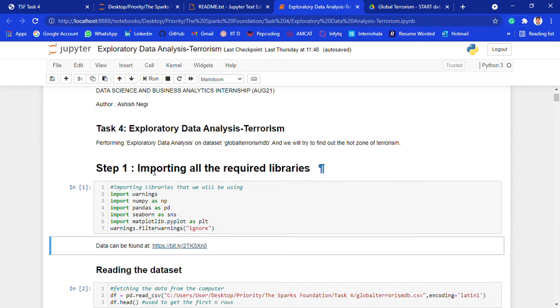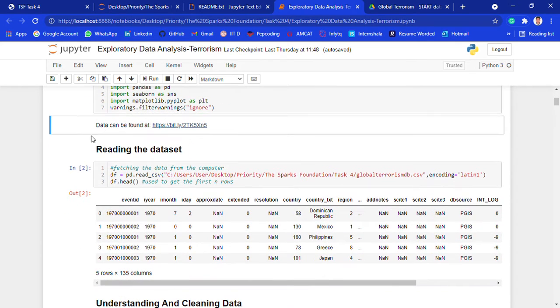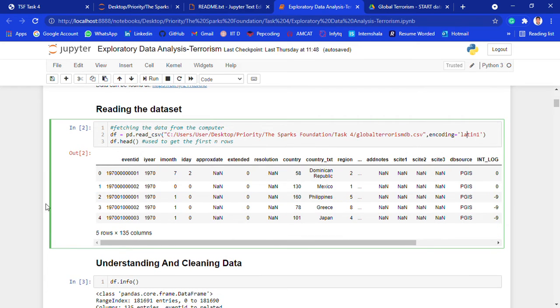Okay, so my first step would be importing all the required libraries that we are using in this Jupyter notebook. After it, I have provided the dataset link that I have shown you earlier. My sub step would be reading the dataset, and you can also use this code after changing the file path according to your computer. And please don't change this encoding, latin-1. And df.head actually returns the first n number of rows.